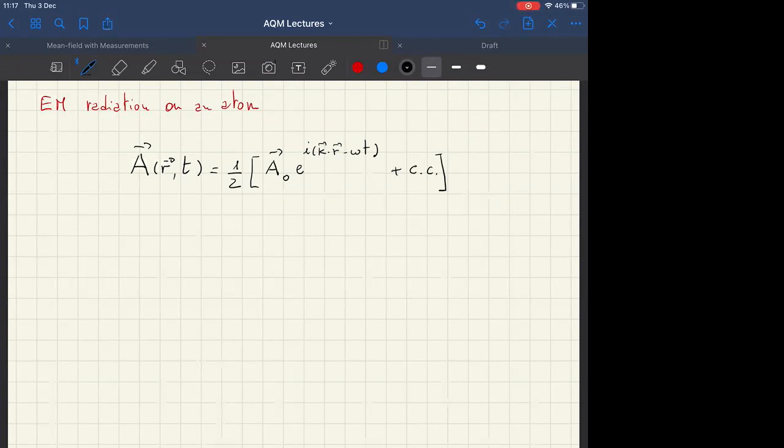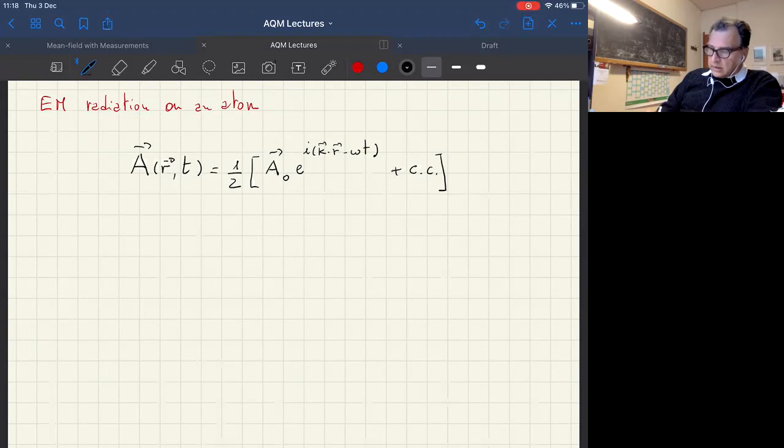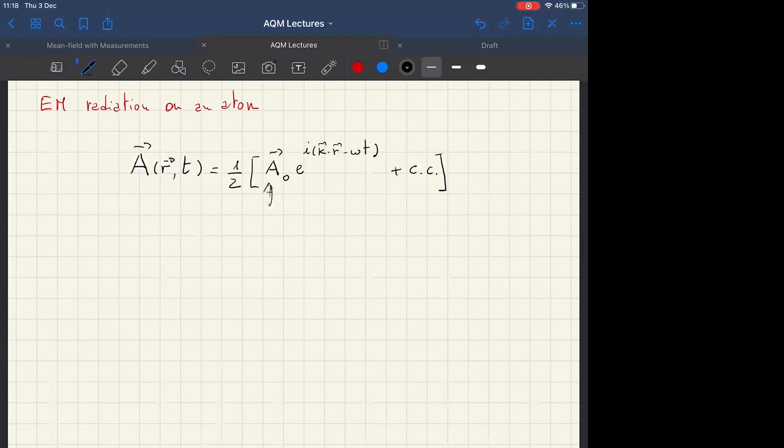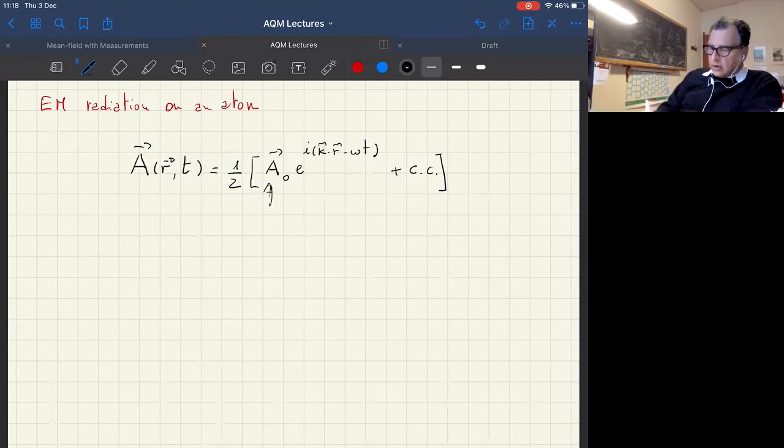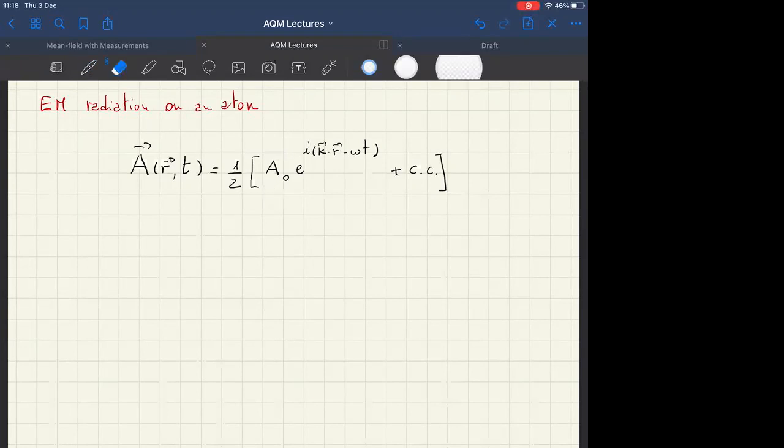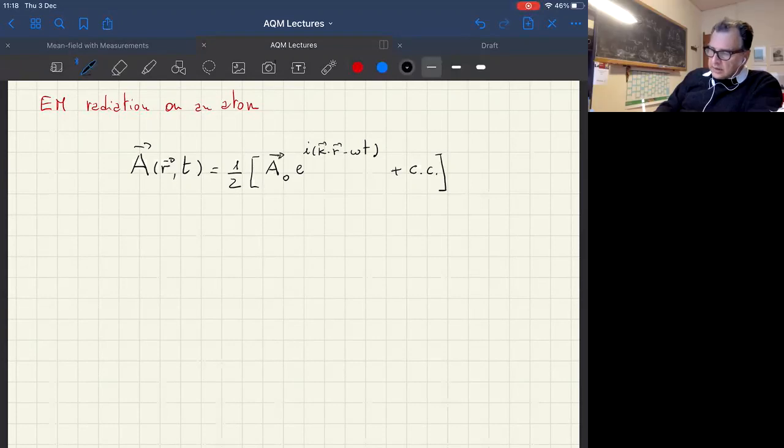Professor? Yes? Is that a zero or a dot? This one? It's a zero. A zero, this is the vector. Okay, thank you, sorry, I thought it was a dot product. No, it's A zero. It's the amplitude of the field times the wave-like, the undulatory term, which is in space and time.